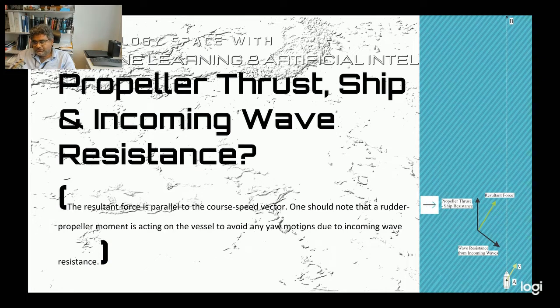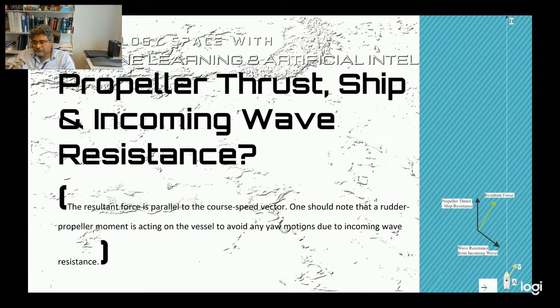So the vessel is using the propeller thrust to counter the ship resistance as well as the wave resistance in the incoming waves. So as a result of the propeller thrust minus the ship resistance and the wave resistance in the incoming waves, there would be a resultant force, which is also denoted in this figure. So this resultant force is acting on this vessel itself. So due to that resultant force, there's acceleration. Then as a result of that, there would be a velocity or the course speed vector for this vessel. The course speed vector of this vessel is denoted by V.